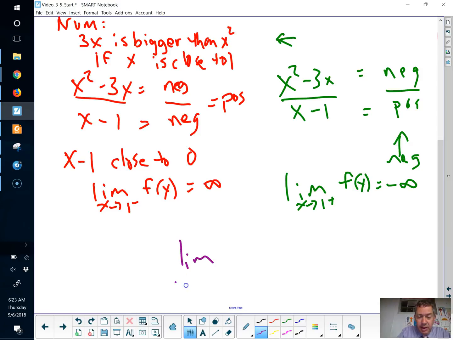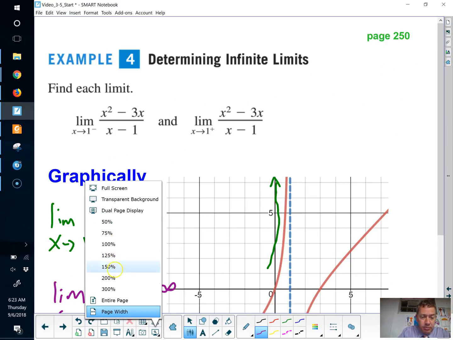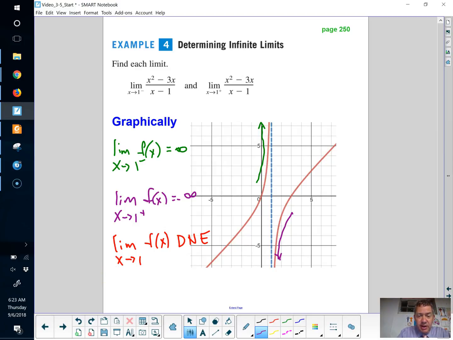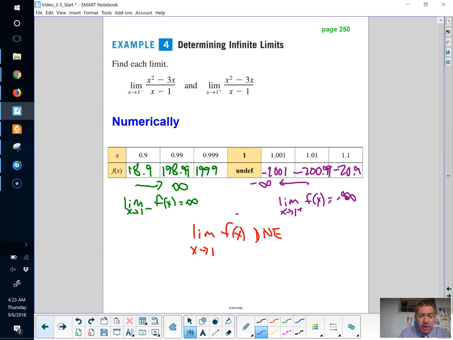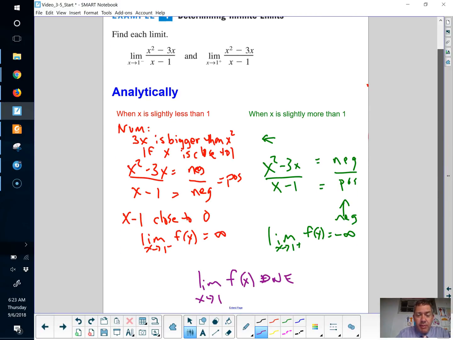the limit as x approaches 1 of f of x does not exist. So, three different methods. Graphically, taking a look at what it does from left and right; numerically, seeing what the numbers do from the left and the right; and analytically, by thinking about what happens as you go from the left and the right, thinking about what happens with positive and negative values. There you go. That's enough for today. Thank you very much.